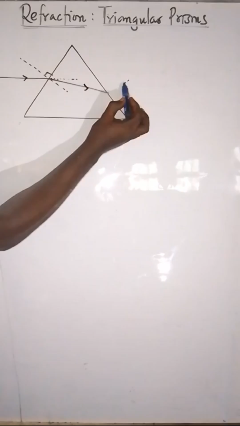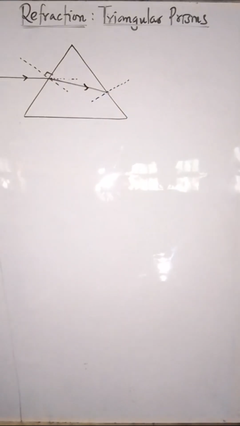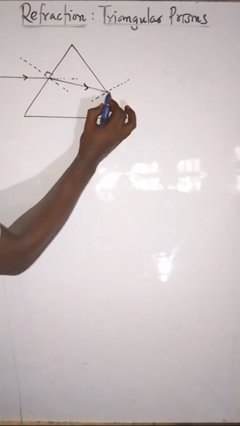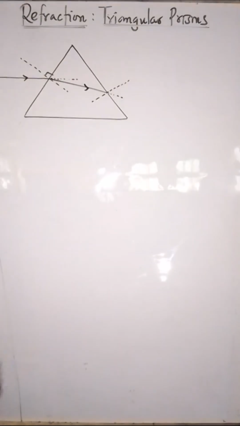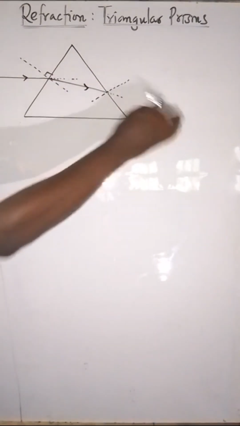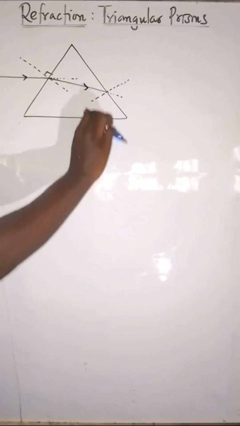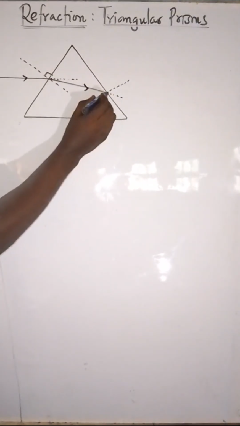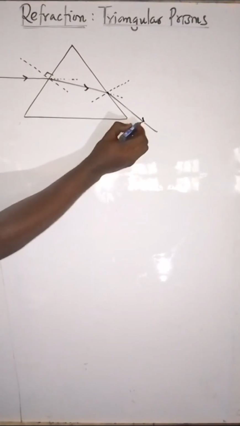At this point, let's put another normal here. So this ray will not continue along this path. So from a denser to a less dense medium, from glass to air, will it bend towards or away? Away from the normal. Then we'll have something like this.